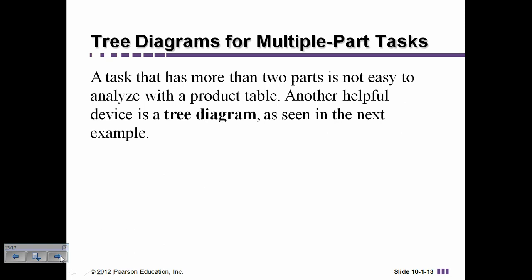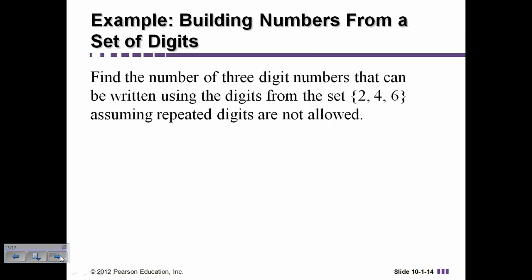So if a task has more than 2 parts, it's not quite as easy to analyze with a table because you don't really have the ability to do a 3-dimensional table. So another option for helping us to do this is a tree diagram. So let's say I wanted to build numbers from a set of digits. So let's say I had the numbers 2, 4, and 6.